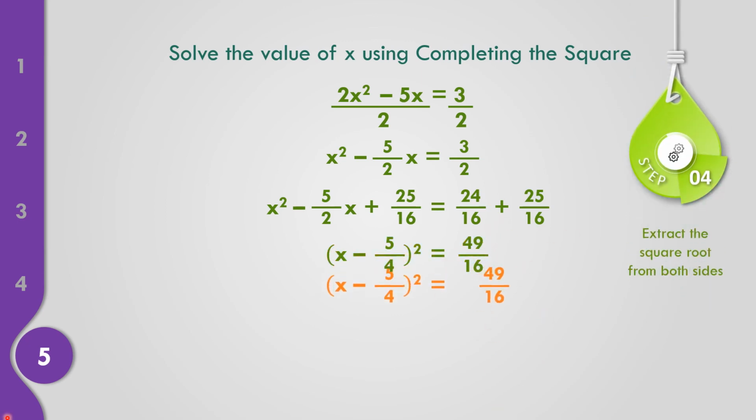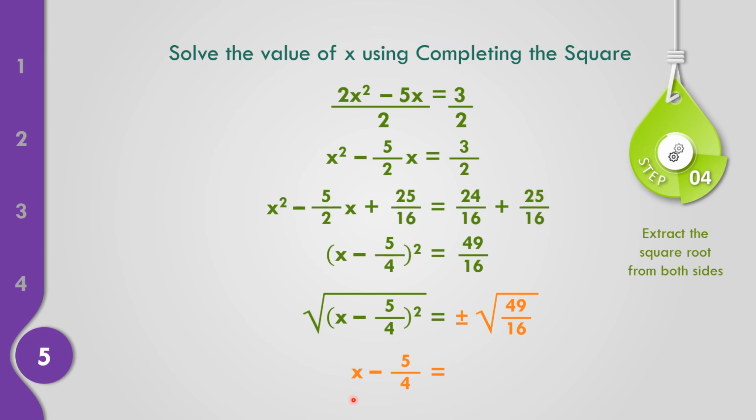In step 4, let us take the square root of both sides. So that becomes the square root of the quantity x minus 5 over 4 squared, equal to positive or negative square root of 49 over 16. Cancel the square and the radical sign. So bring down x minus 5 over 4. It is equal to the square root of 49, which is 7, over the square root of 16, which is 4.